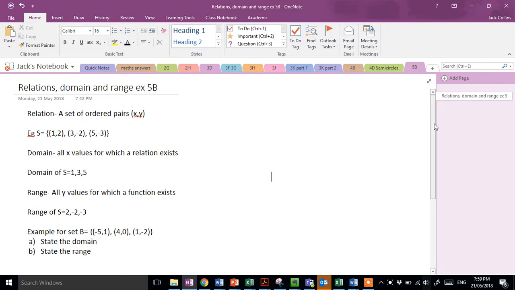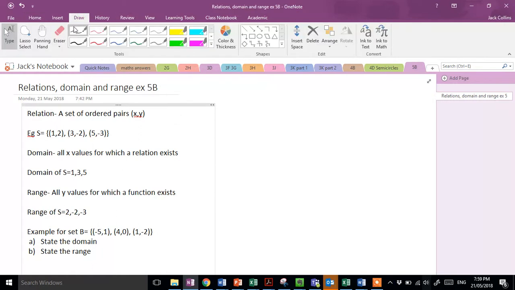We're going to look at exercise 5b today, which looks at domain and range for different functions. So I've got a couple of definitions that I want you to get down in your book, and then I'll go through a couple of examples for you so we can get started on the exercise on Wednesday.